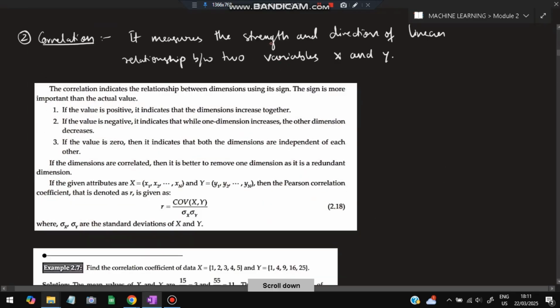The second one is correlation. It measures the strength and direction of the linear relationship between two variables x and y. Suppose there is a worker who builds a wall in 10 days. Another worker builds a wall in 5 days. If both workers work together, will it take 15 days or less than 15 days?